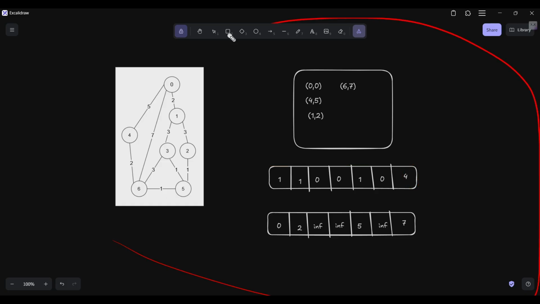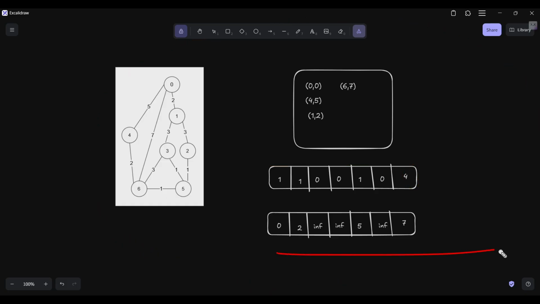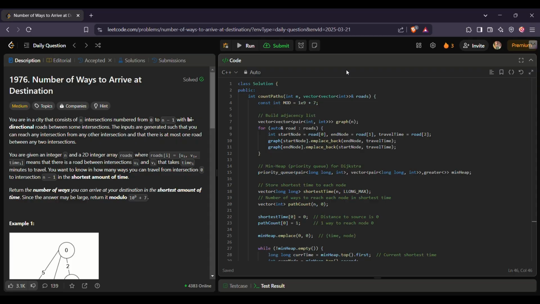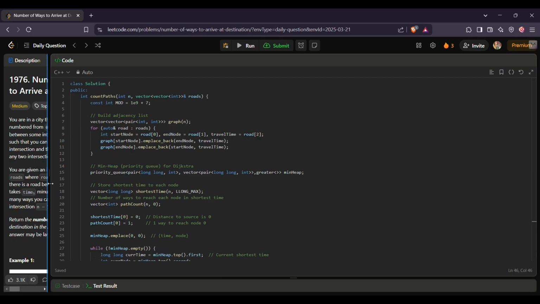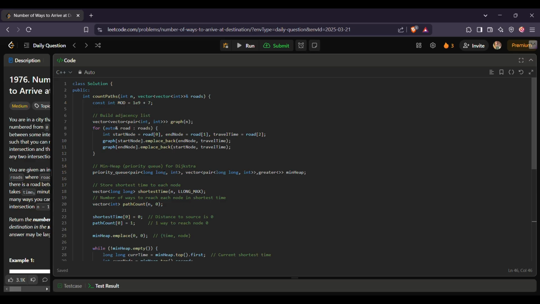So you got the basic idea of how we are going to do this. Let's move on to the code, and you will understand it much better there. I have opened LeetCode, you can see the code, and I have written the comments also. This part will simply build the adjacency list.